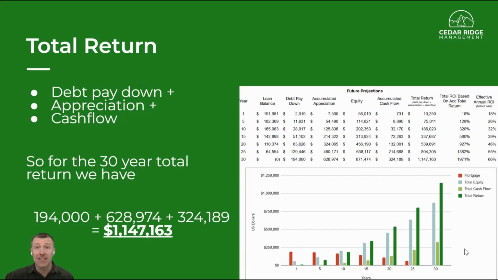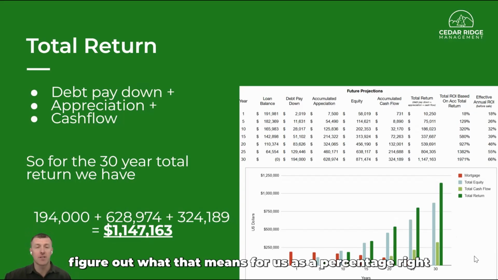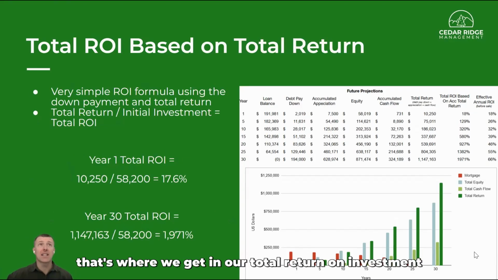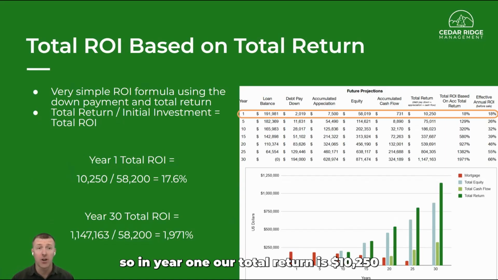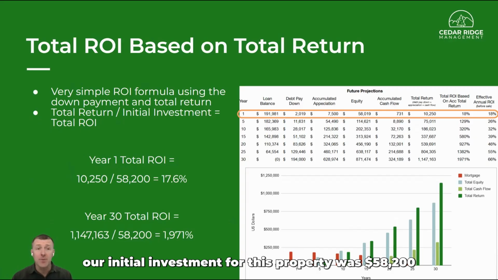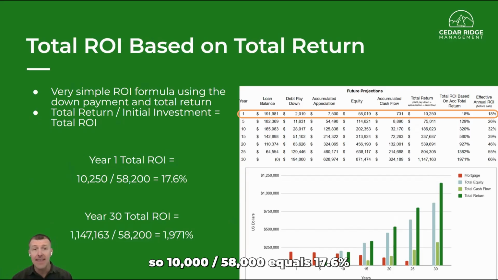So that's helpful and that's good, but it's not the total picture. We've got to figure out what that means for us as a percentage, right? So that's where we get to our total return on investment. This is a very simple ROI formula: the total return divided by the initial investment equals your total ROI. So in year one, our total return is $10,250. Our initial investment for this property was $58,200. So 10,000 divided by 58,000 equals 17.6%.